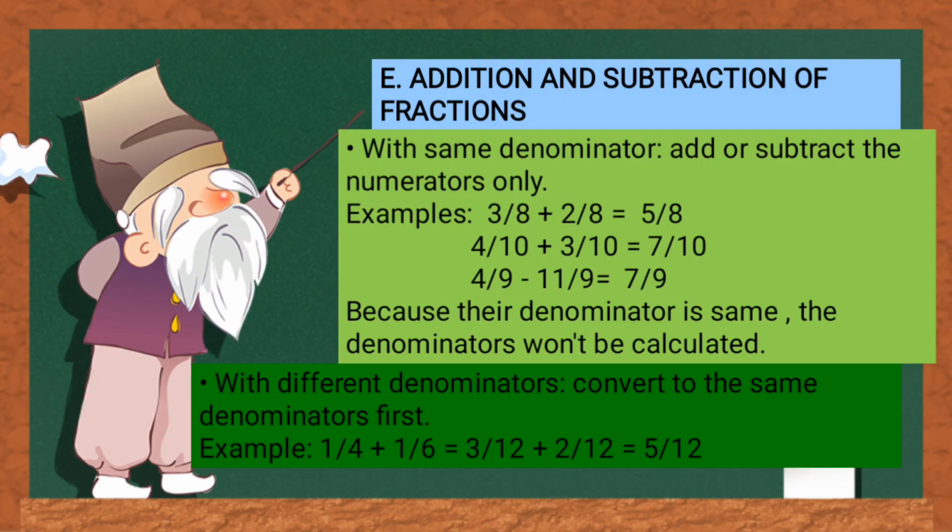4 plus 3 will give you 7. The 10 is there already. 4 minus 11 will give you minus 7. The 9 is there already. I made a mistake when writing this. This 11 is supposed to come before the 4 over 9. So what's supposed to be there as the answer is minus 7 over 9. Please take note of this mistake.